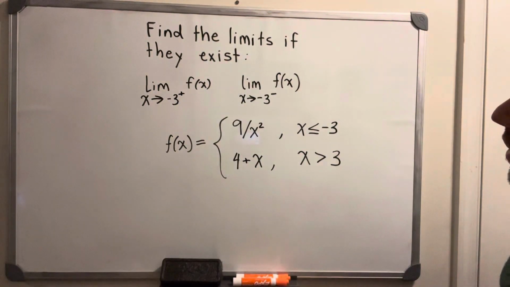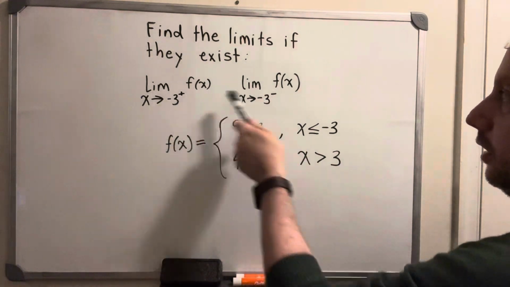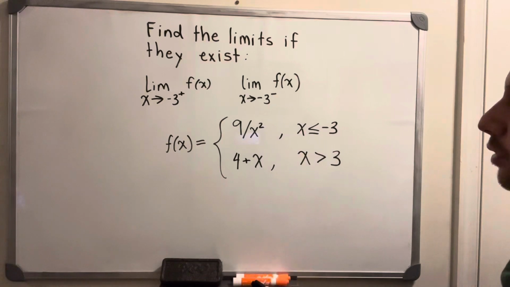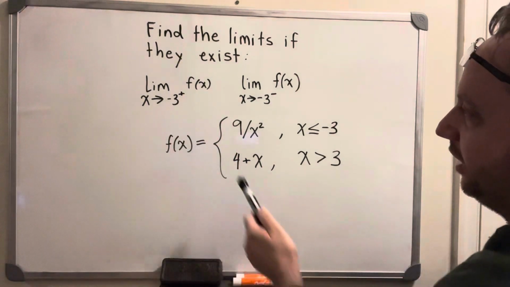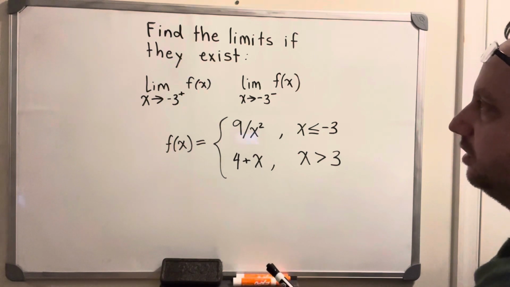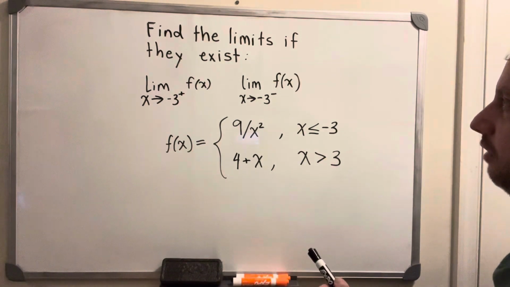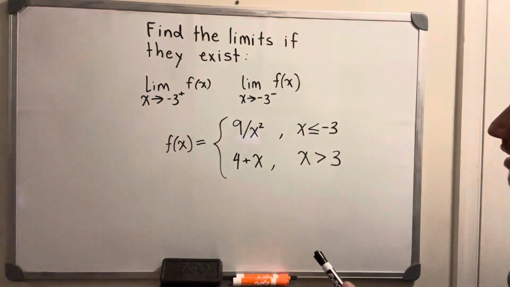This problem says find the limits if they exist. And here are two different limits. If you notice very closely, there are little plus and minus symbols up and to the right of the value. And we'll talk about what that means in a minute. But this is pronounced the limit as x approaches -3 from the right of f of x. And this is the limit as x approaches -3 from the left of f of x.